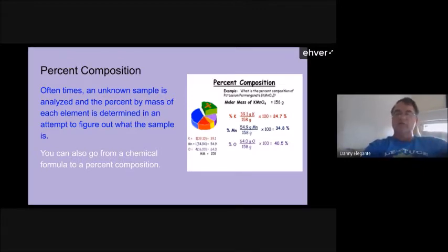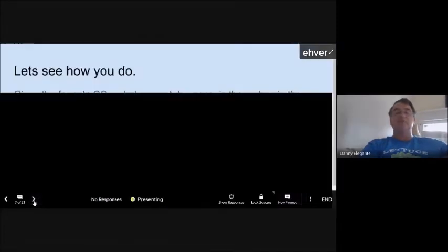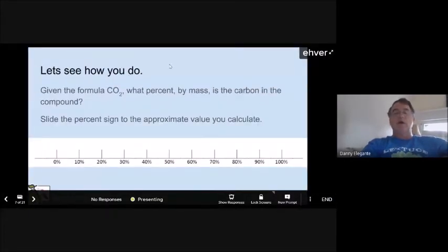So far, so good. So what can you do with percent composition? Why is this a useful thing? So let's say you found a percent composition. You can actually try to figure out what something is. So I've given you a scale down here at the bottom.